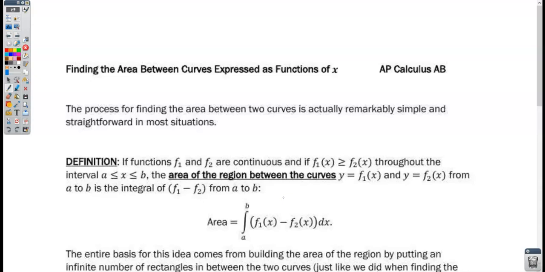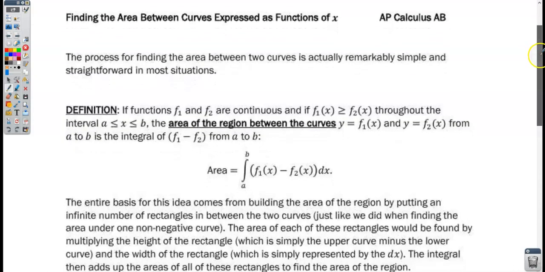Alright, welcome back everybody. In this video we're going to talk about material related to section 8.4 of AP Calculus, finding the area between curves expressed as functions of x. And this lesson is going to go over exactly what it sounds like. We're going to talk about how we find the area between two curves when they are expressed as functions of x. Okay.